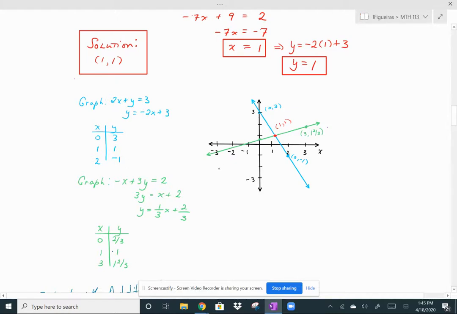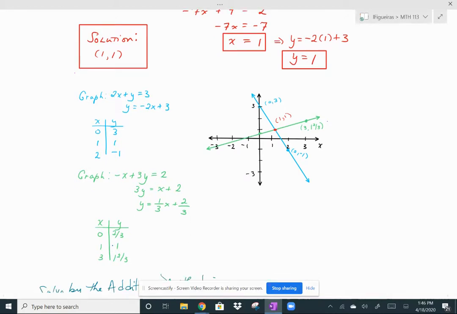And so here's the 0, 2/3 right here. The point of intersection is here, and 3 and 1 2/3 is right here. So you connect those 3 points, and you get the green line. So this is a representation of a system that's independent with a solution at 1, 1.